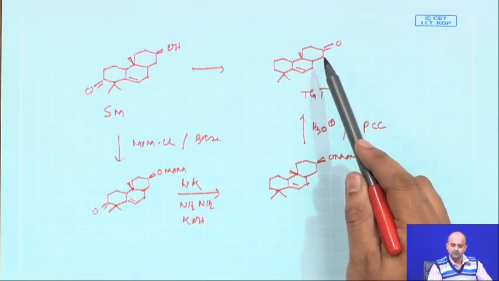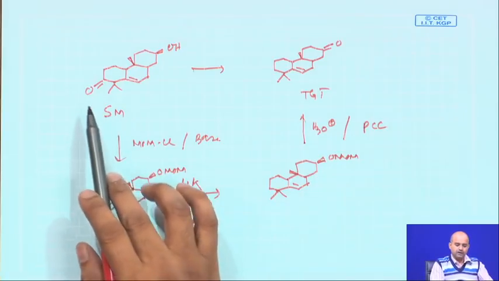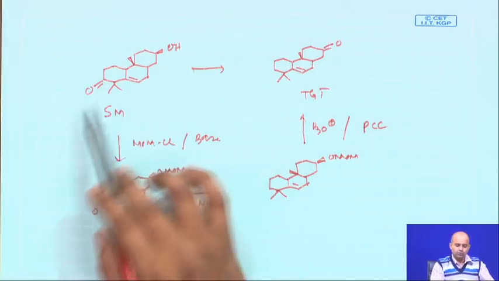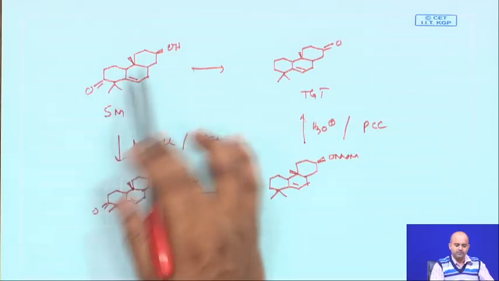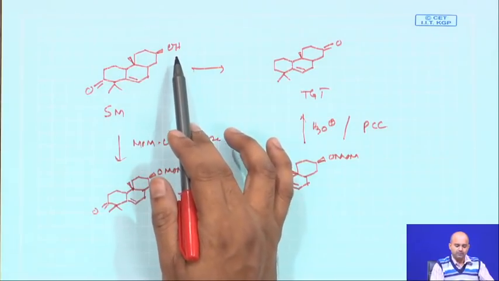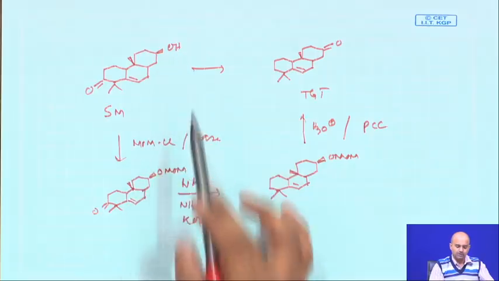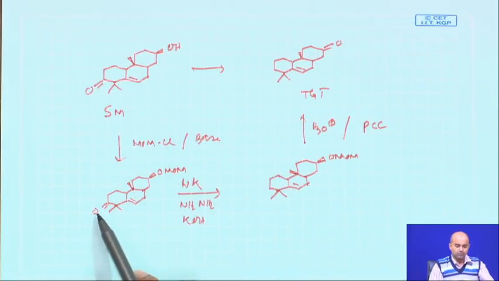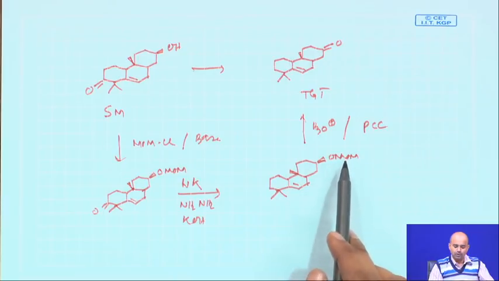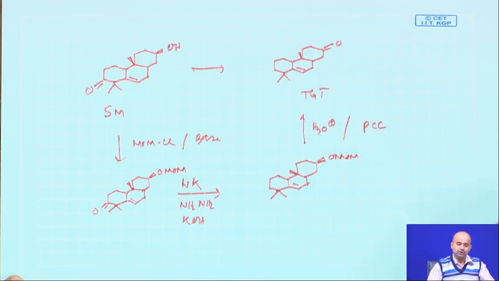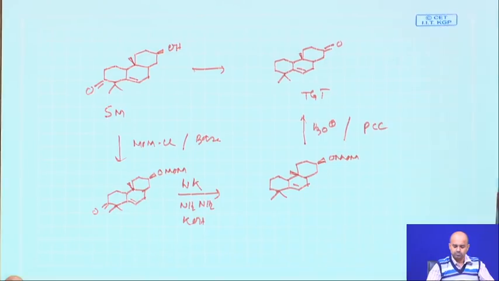So, there are two simple functional groups here, and you protect this hydroxy group with MOM first, do the FGI here, and then remove the MOM protecting group, and then you oxidize to achieve the target. This was a very simple demonstration of protecting group chemistry.